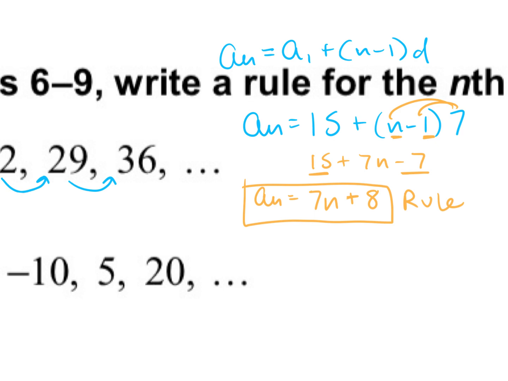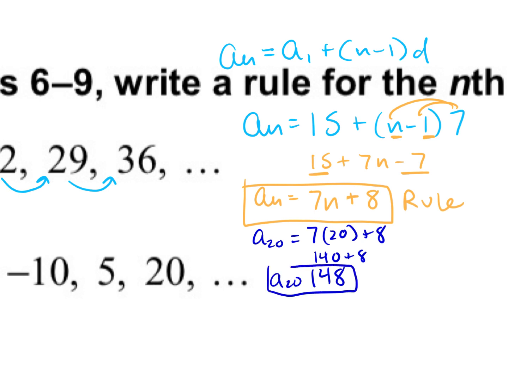Next, this question asks us for a sub 20. So how would I find a sub 20? Plug in 20 into the n. So 7 times 20 plus 8. 7 times 20 would be 140 plus 8. So that would be 148. You get a calculator for tomorrow, so do not forget to bring your calculator.